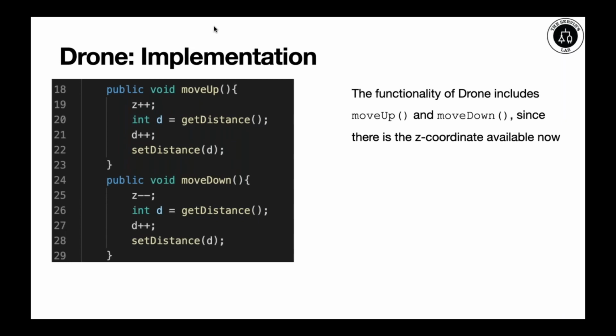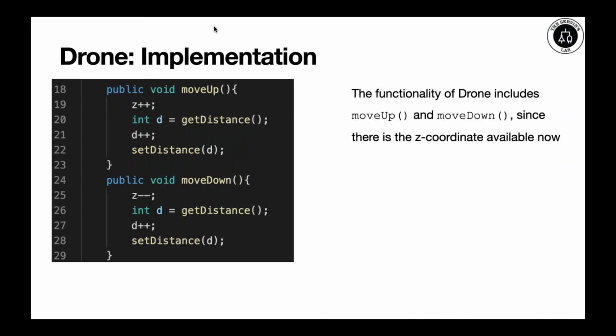We probably need more methods or functionalities. We're going to have move up and move down, which means that we need to navigate through the z coordinate, the altitude. So move up basically increases the coordinate z, whereas move down will decrease it, as it shows in line 19 and line 25.